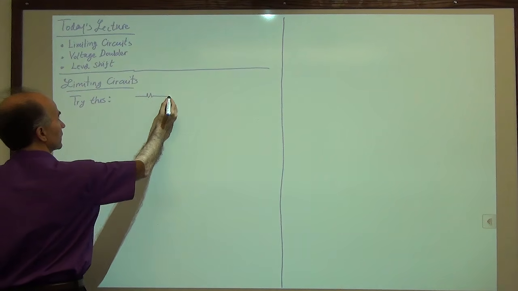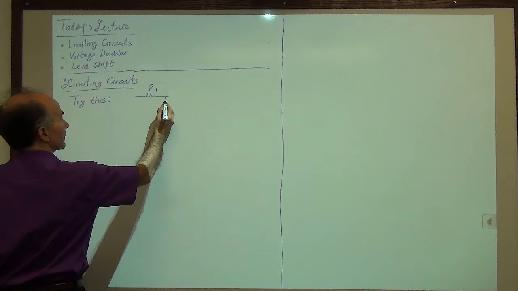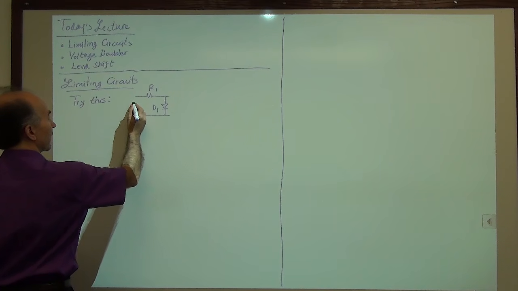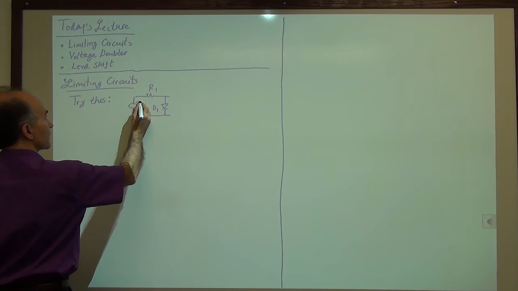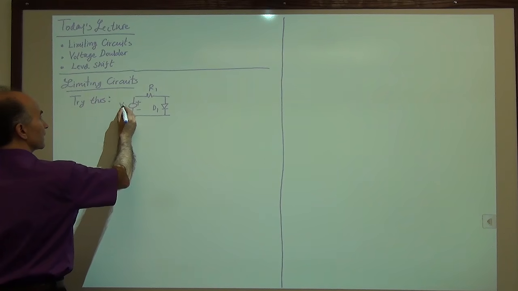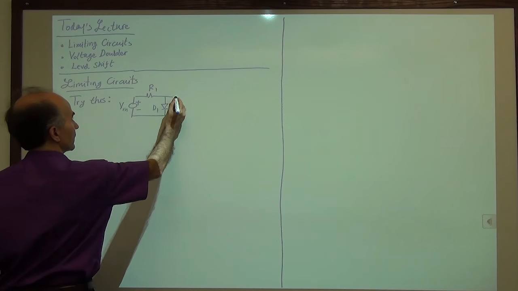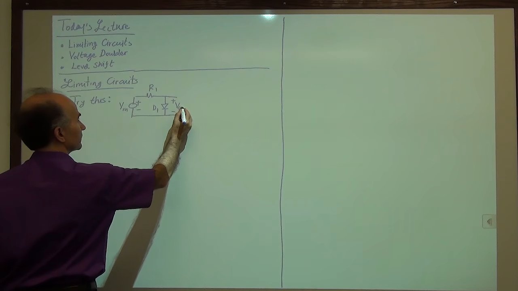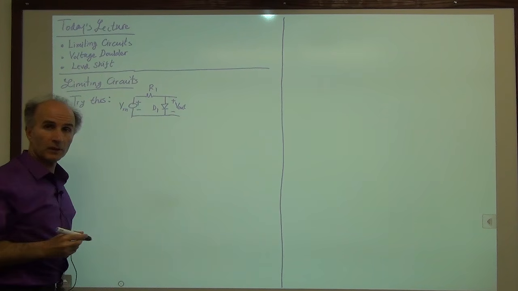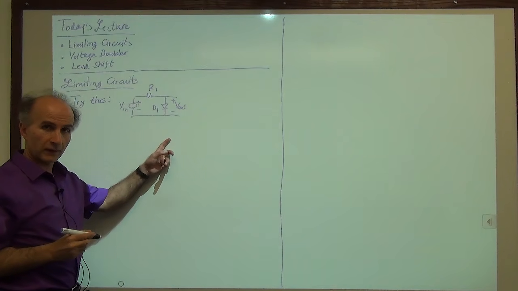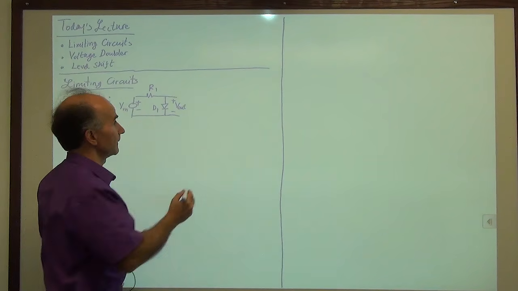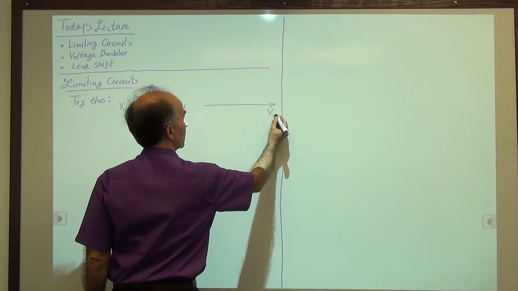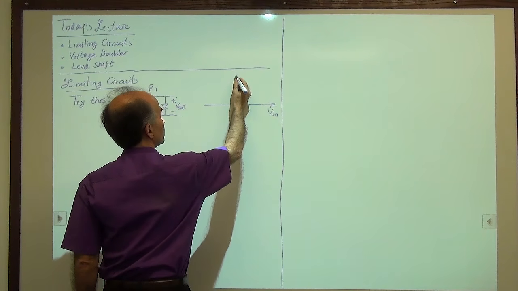So we have a resistor R1, we have a diode D1, and we know how this circuit behaves. So this is the input, and the output is taken across the diode, so V out. Now if you remember, the input-output characteristic of the circuit looks like this. So V in and V out.